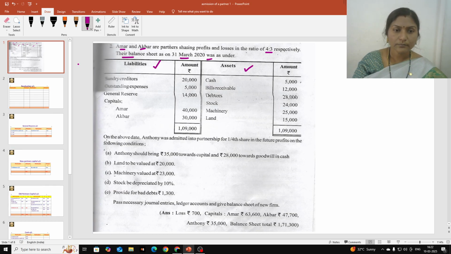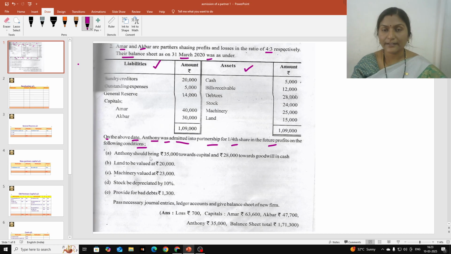Here you can see, on the above date, Anthony, the new partner, was admitted into the partnership firm for 1/4 share in the future profits, on the following conditions. Some conditions are there at the time of admission. First one is Anthony should bring 35,000 towards capital. Anthony is a new partner, so he has to bring some amount of capital. Here he is bringing 35,000 as his capital, and 28,000 towards goodwill. He is also bringing goodwill in the form of cash. So in this problem, the new partner is bringing capital as well as goodwill, both.